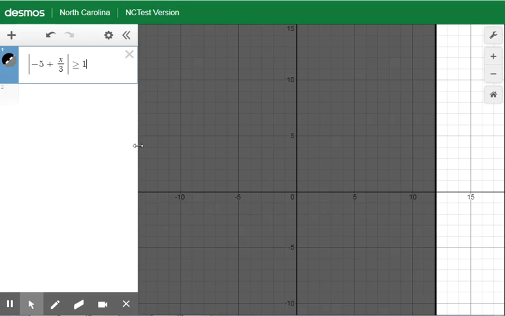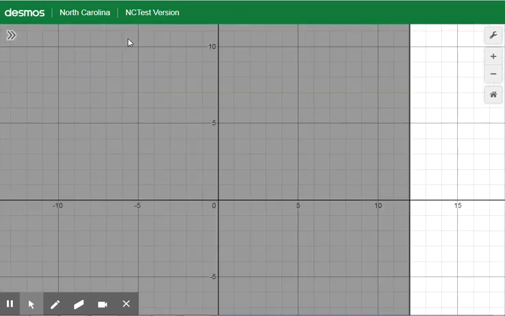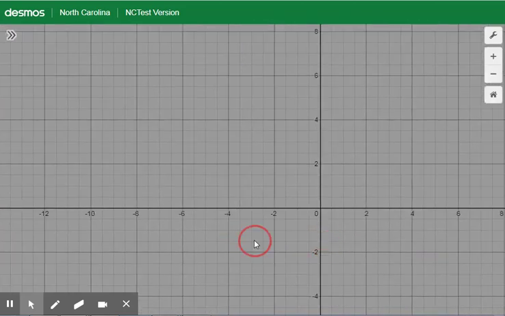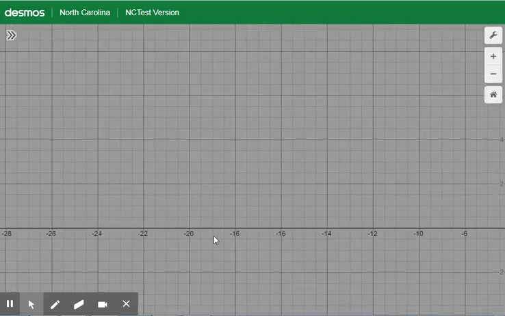So mine is black this time. You can also drag that out of the way, or if you see the little 2 arrows up here at the top, if you click that, it'll make the equation go away so you can see the graph bigger. So let's see here. I can see the right side pretty clearly. The right side here is 12. I need to drag it over here.